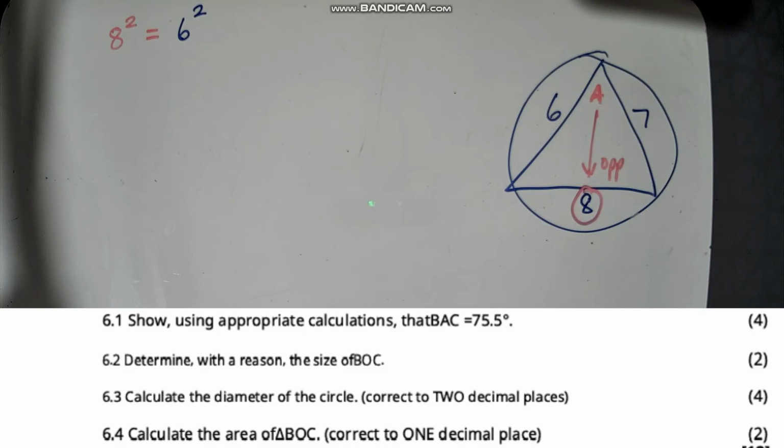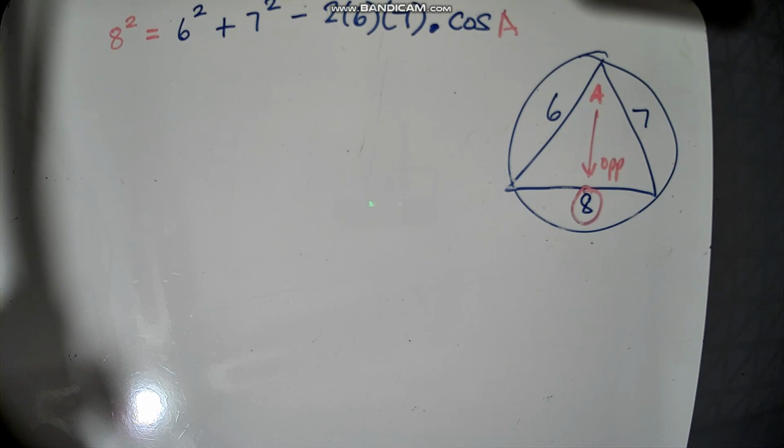So 8 squared is equal to 6 squared plus 7 squared, subtract 2 times 6 times 7 times cosine A. Right, so in this question you can see that A is the only one that needs to be solved. And if you have one unknown, you can solve it.